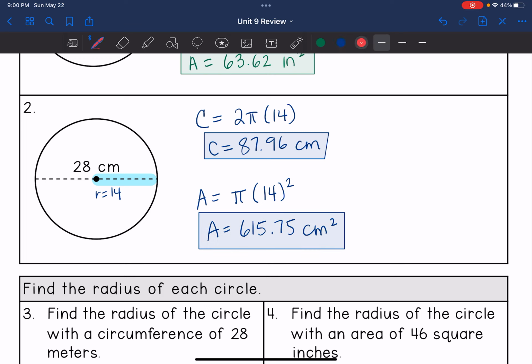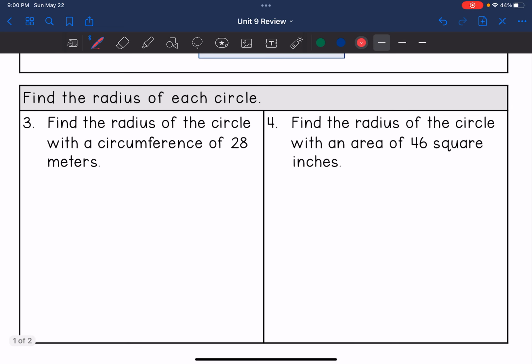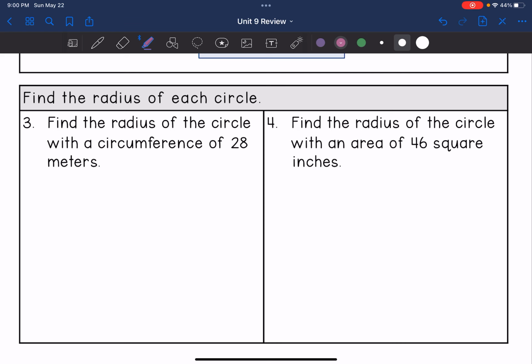Okay, our next one. So these are a little bit different. It says find the radius of each circle. So each question gives us different information. This first one says find the radius of the circle that has a circumference of 28 meters. So we know that the formula for circumference is 2 pi r, but they told us that their circumference is 28. So I'm going to go ahead and plug that in for C.